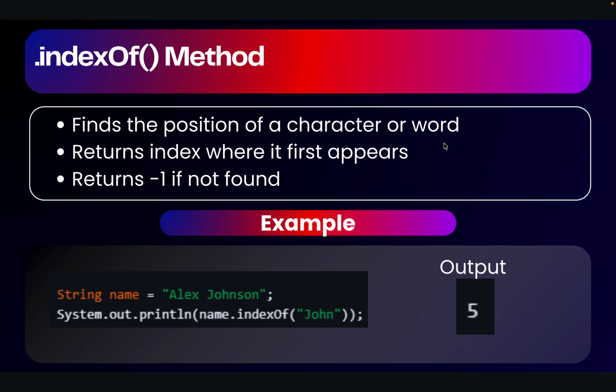But for the most part, if it can be found, it will provide the index where it first finds that character or first finds that word in the correct sequence. So if you take a look at the example, again, we have our variable name that's holding Alex Johnson, and we're saying that we want to print out name.index of John. So we're basically saying we want to print out where the word John in our string begins, which is at the index of 5. So this is a good way to search and return information to your code.